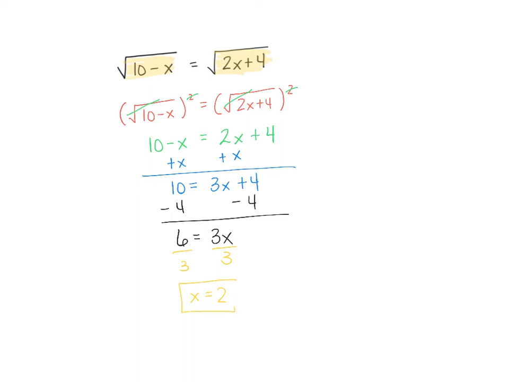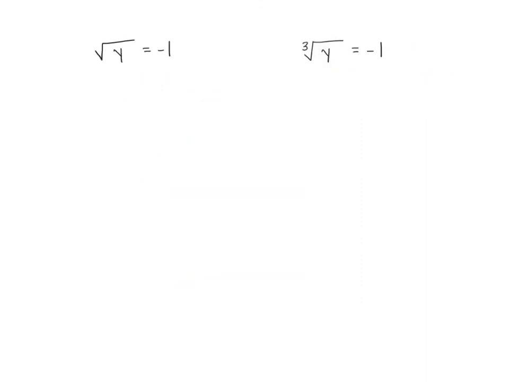So let's plug that into both of our radicals and check. Is the square root of 10 minus 2 equal to the square root of 2 times 2 plus 4? Well, on the left we get the square root of 8, and on the right we get 4 plus 4, which is also 8. We don't really need to go any further than this because we can see that they are in fact equal. So we know our answer is x is equal to 2.